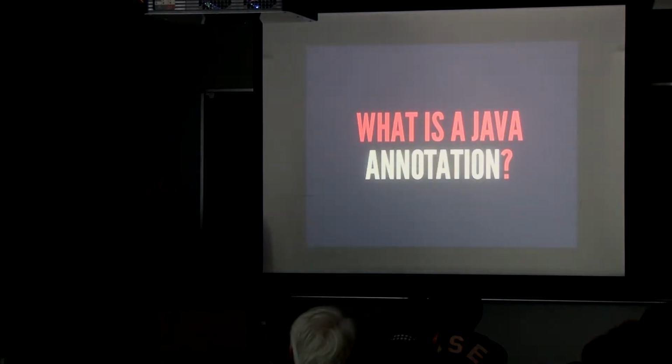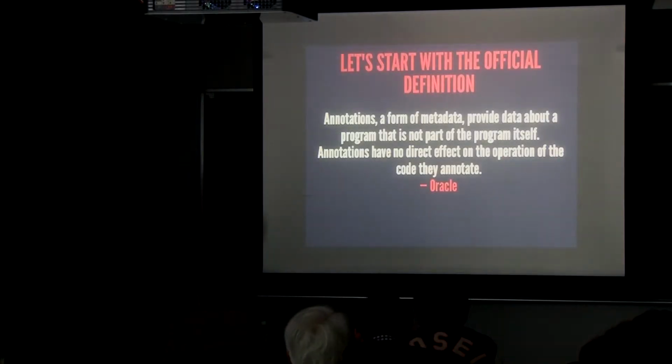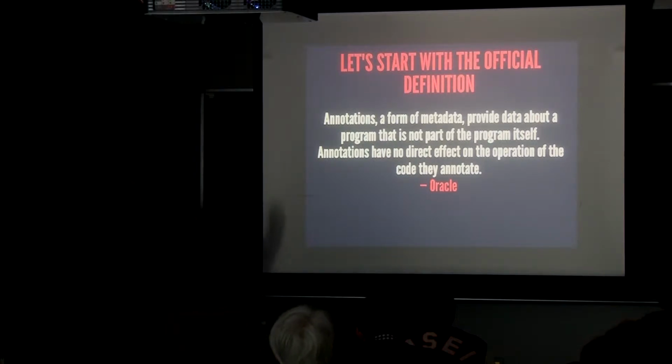Let's start from the beginning. What is a Java annotation? This is the official definition from, well, I guess it was from Sun, but now it's from Oracle. But basically, an annotation is a form of metadata, and it allows you to add data to a program itself. They don't have any effect on the actual operation of the program, but they add data to the program. So what can you do with them?